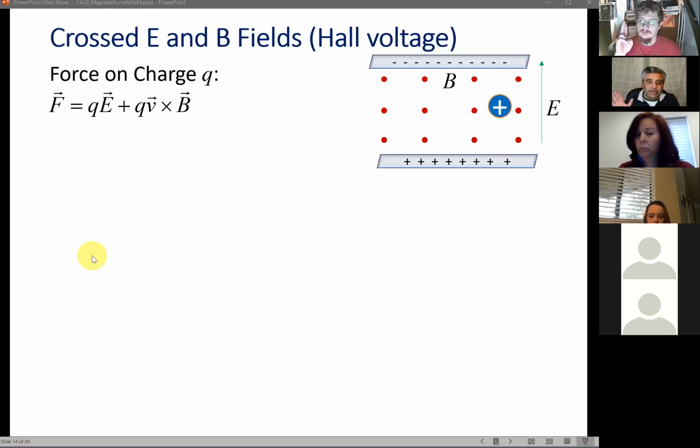Can you use your right hand rule and figure out? So let's suppose the charge is moving to the right. Okay, charge is moving to the right. Looks like that's my right, right?